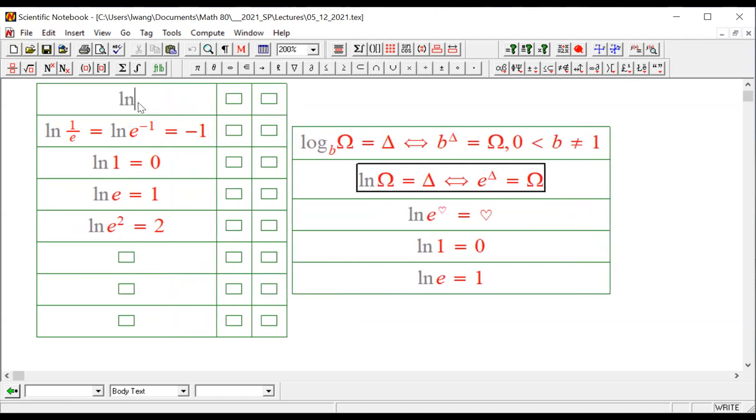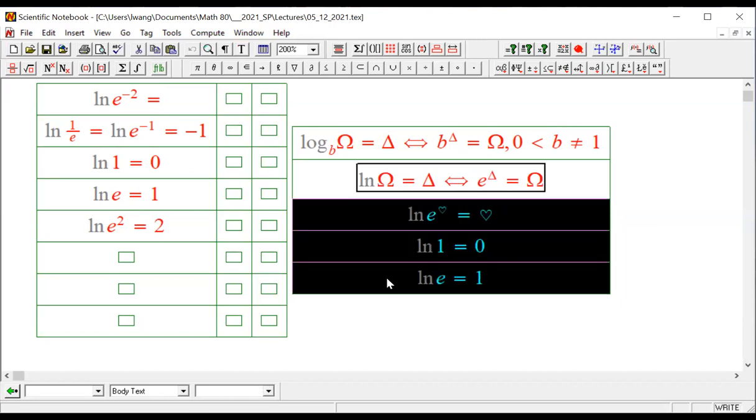Okay. By the same token, what is natural log e to the power of negative 2? What would that be equal to, Ellen? So what's the answer of natural log e to the power of negative 2? You can use the definition or you can use the shortcut. Okay, that's the definition and those are the shortcuts.